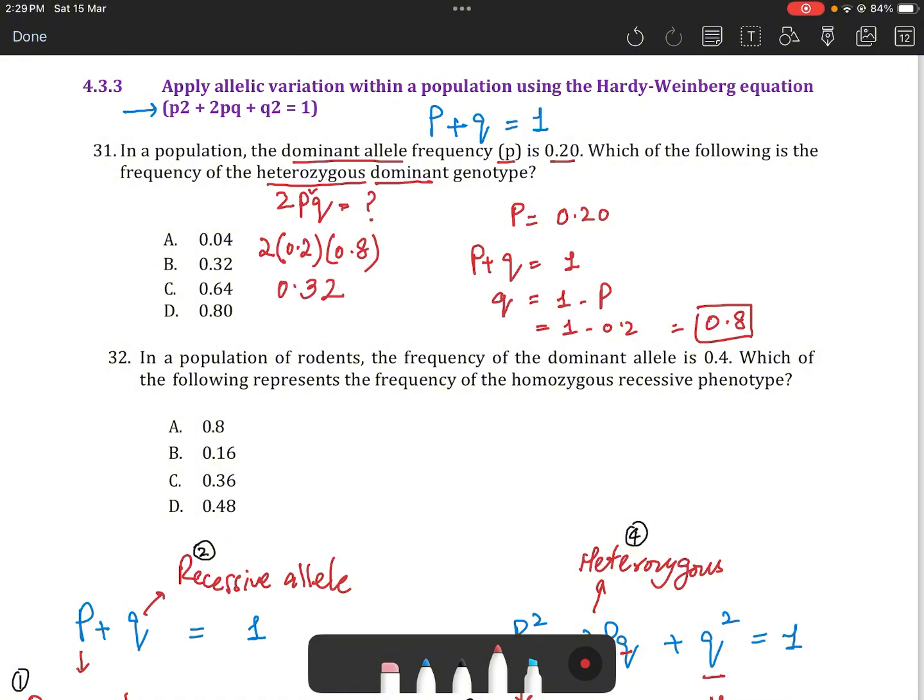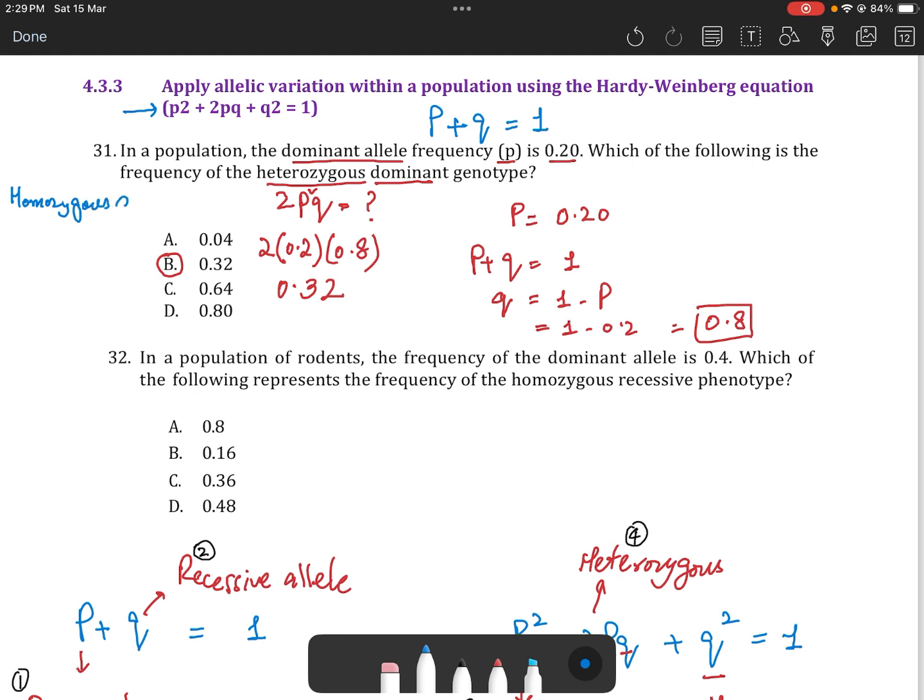0.32. So 0.32 is your answer for this question. Now, if in case they use the same question, like p is 0.2, and they want you to find homozygous dominant, you will just take the square of the dominant allele frequency. I'm talking about the same question.